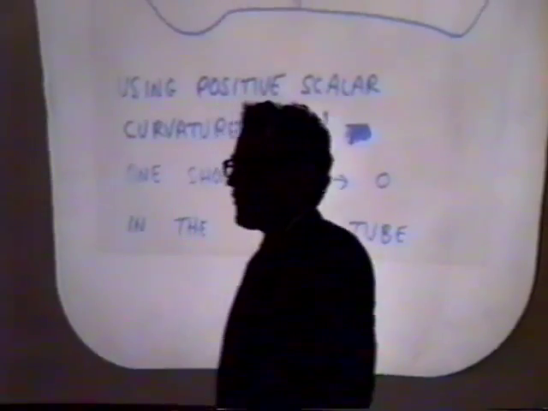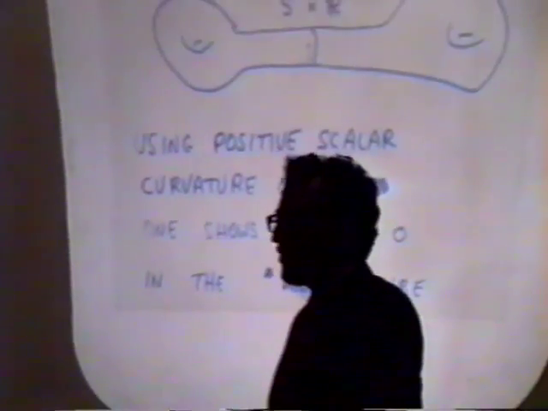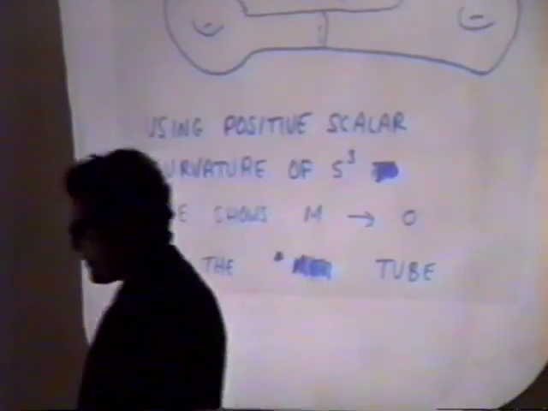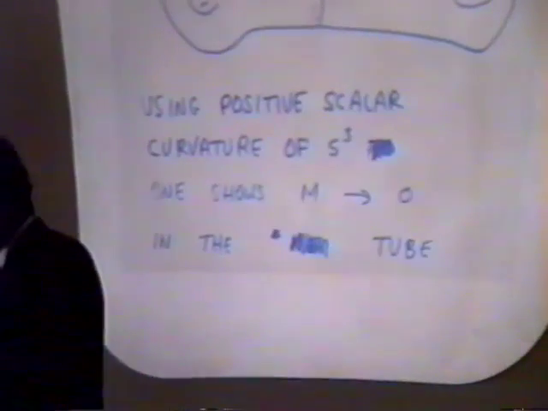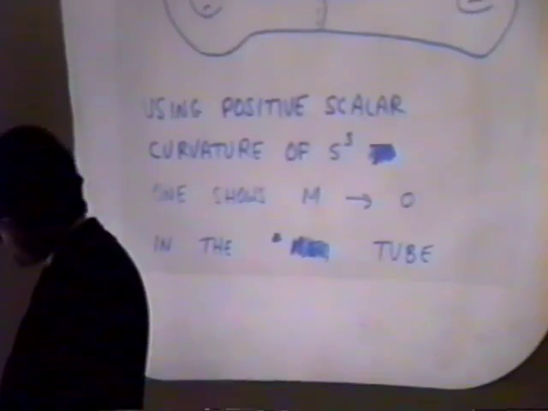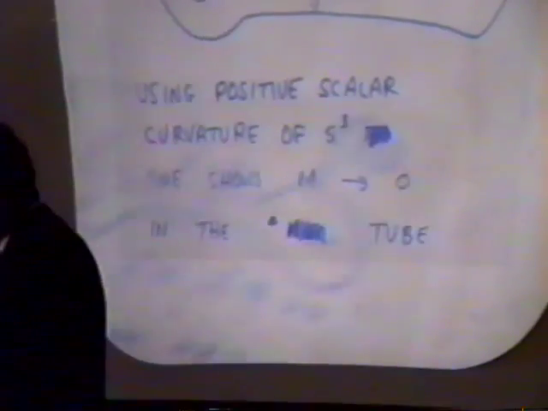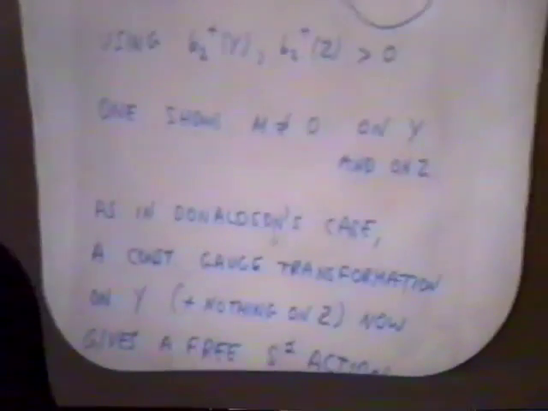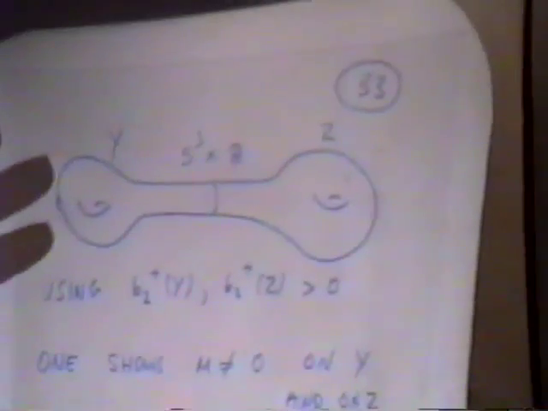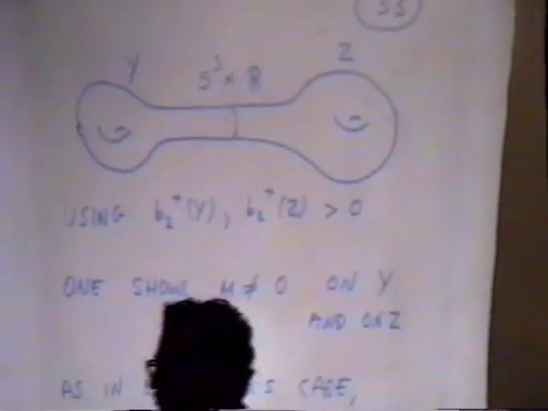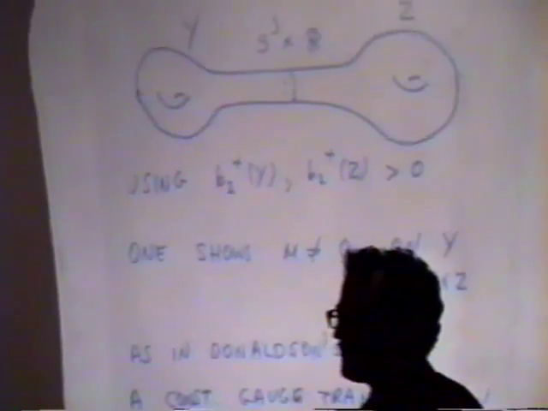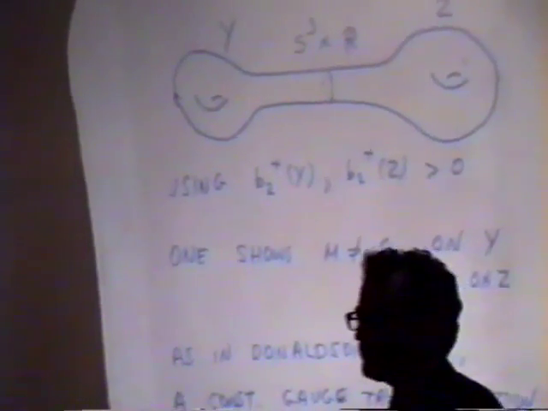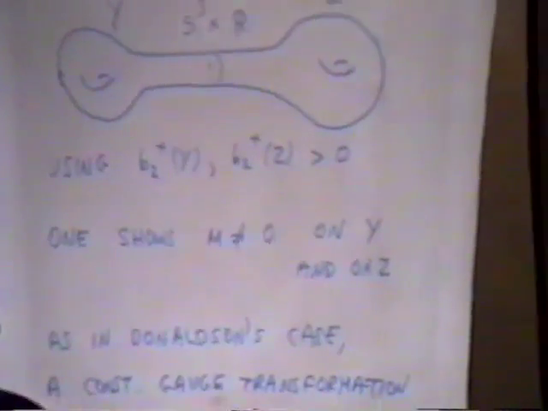And since positive scalar curvature tends to force the monopole field and everything else to vanish, you show that the solution, and in particular the monopole field, vanishes in this tube. On the other hand, using the topological condition on the two sides, you easily show that for a generic metric, there's no solution where m is 0 on either side. So m is non-zero on each side, but 0 in the middle.